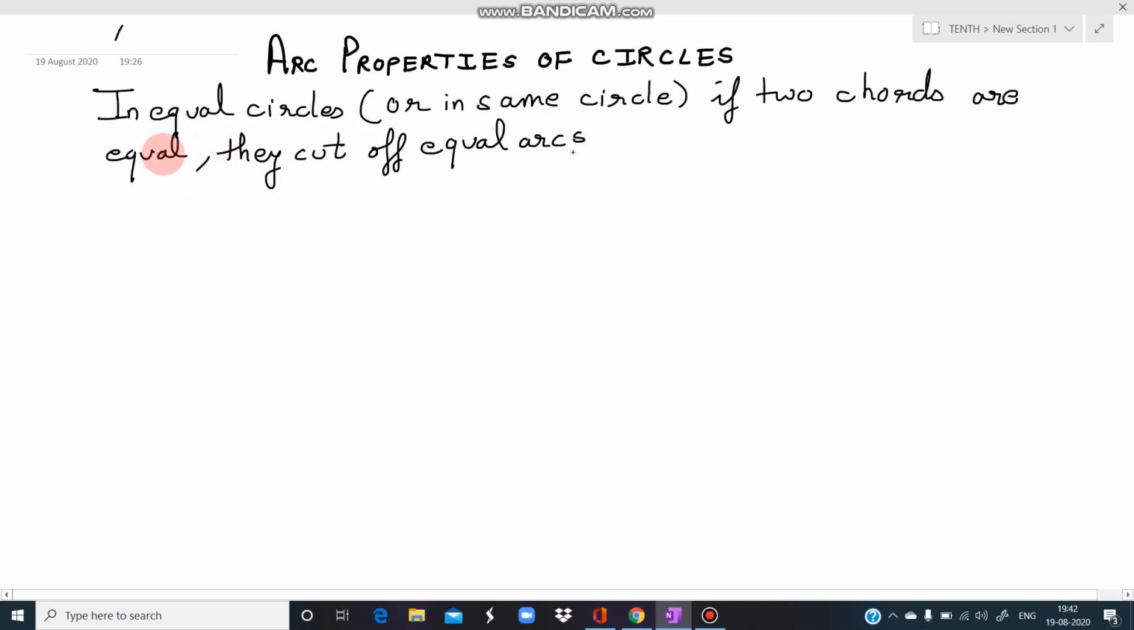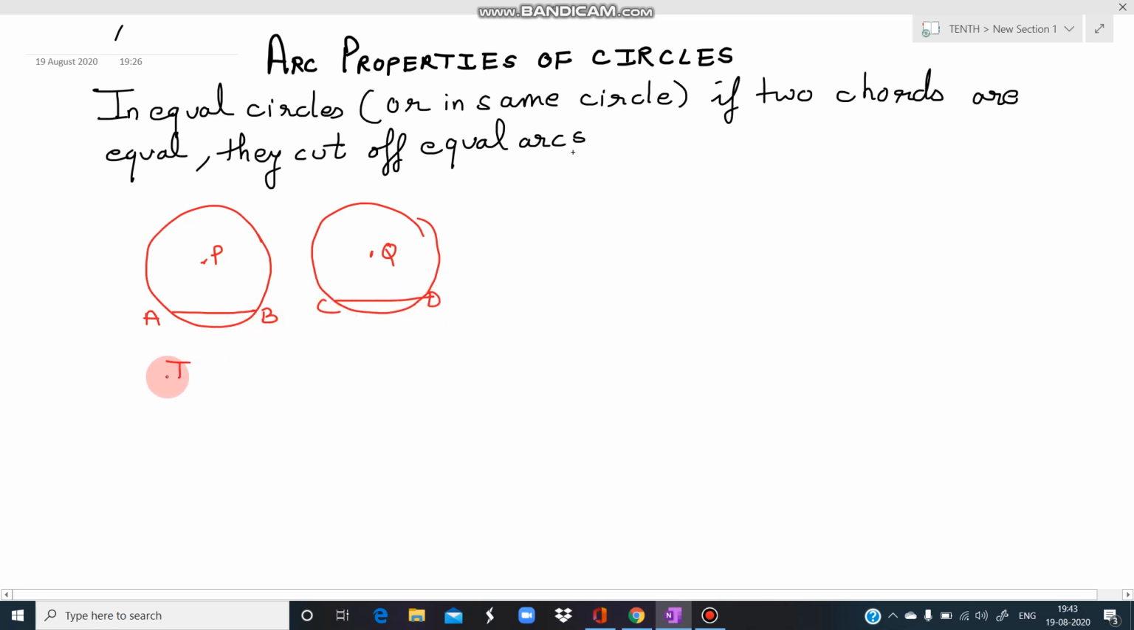The next property, that in equal circles or in same circle, if two chords are equal, they cut off equal arcs. Let us take two equal circles. Circle 1, circle 2, center is P, center is Q, radius is same. So suppose I take two chords in it, chord AB and chord CD. और ये chords ऐसे हैं, if, what is the theorem? If the chord AB is equal to the chord CD.